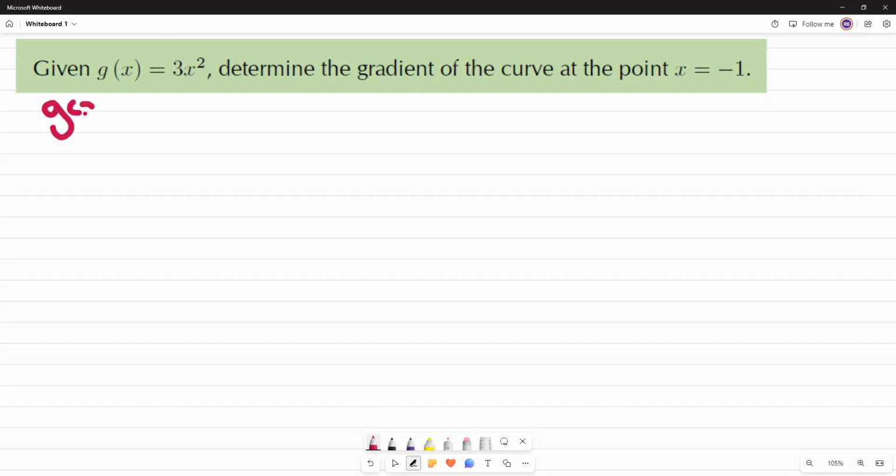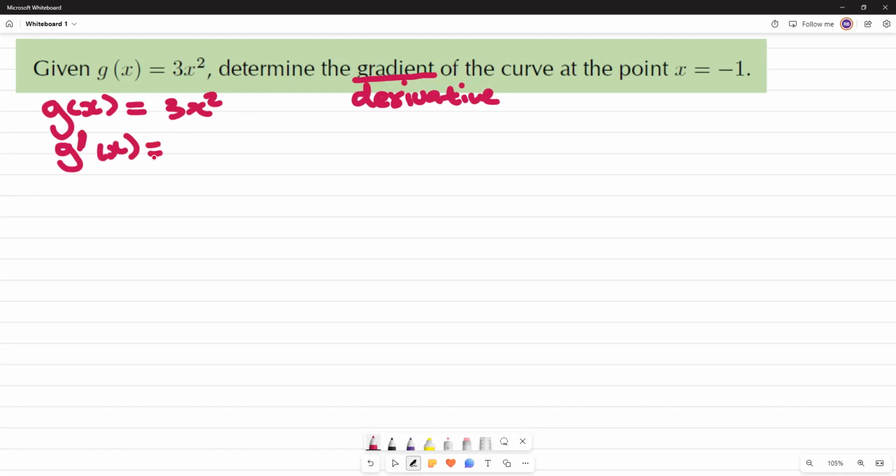So we have g of x, right, equals 3x squared. The gradient basically is the derivative of the curve, right? So the derivative is given by this formula, g prime x. This just means the gradient of the function g at any x value is given by this. So the rule is this. You take the exponent, you multiply by the coefficient, which is 3. So you're going to say 2 times 3, which gives you 6.